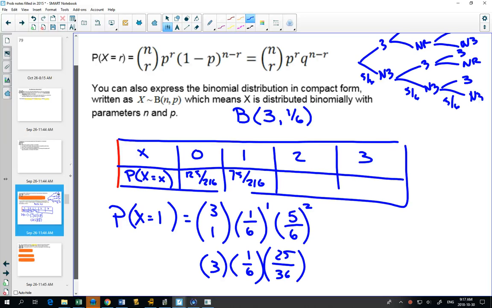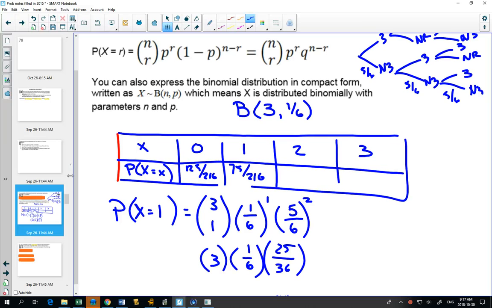Then you will always have in those branches a 1/6 and two 5/6s. Does that make sense? And so that's where your 75 out of 216 occurs. If we put in the second time.